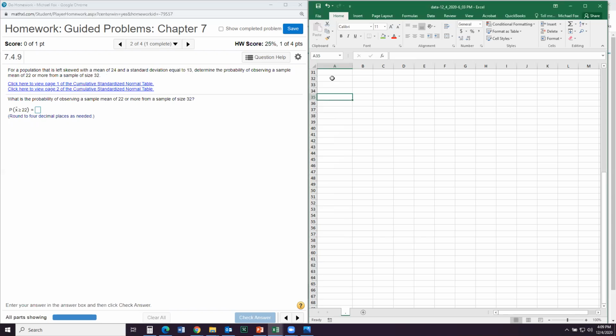We have a population mean of 24. We have a population standard deviation of 13.